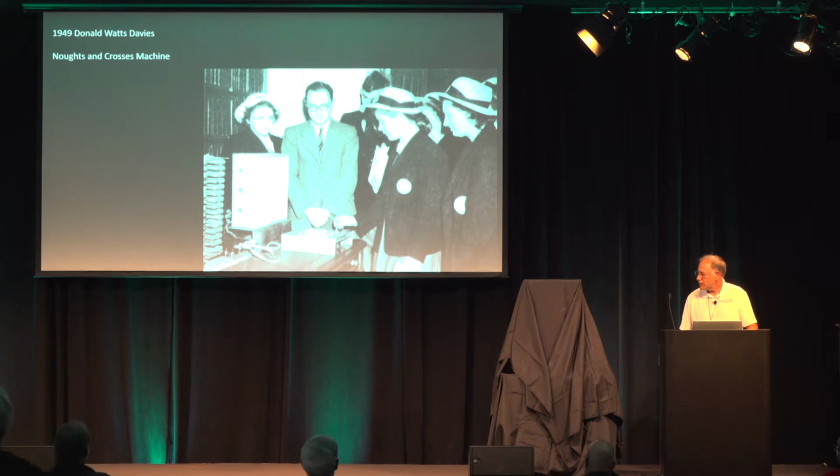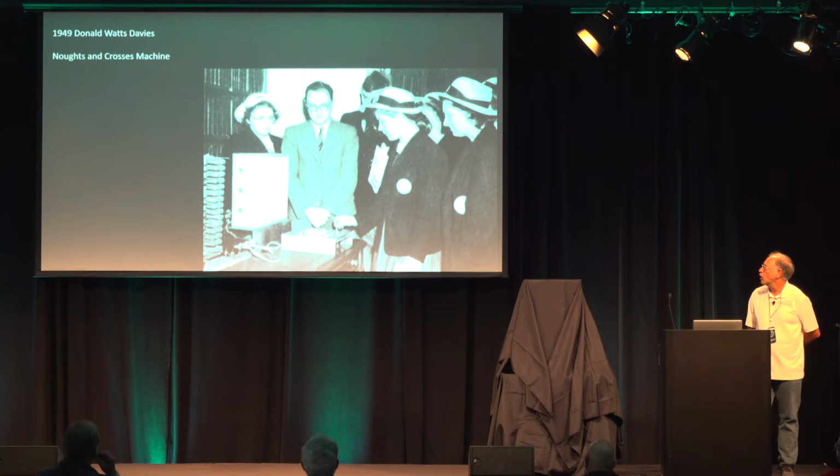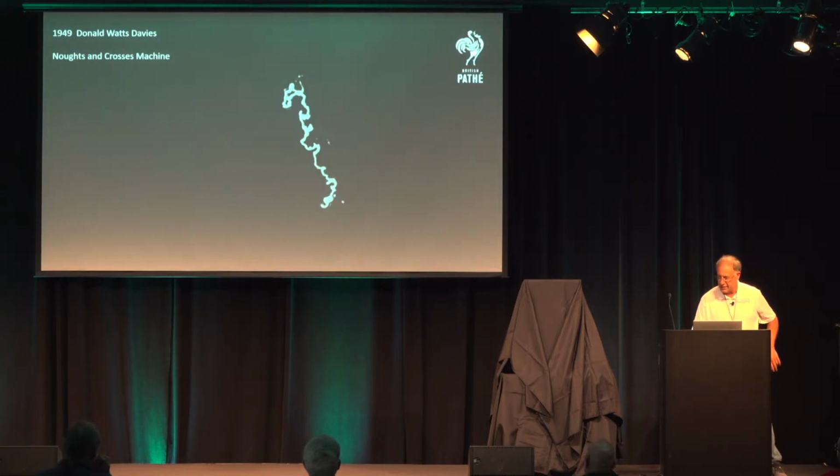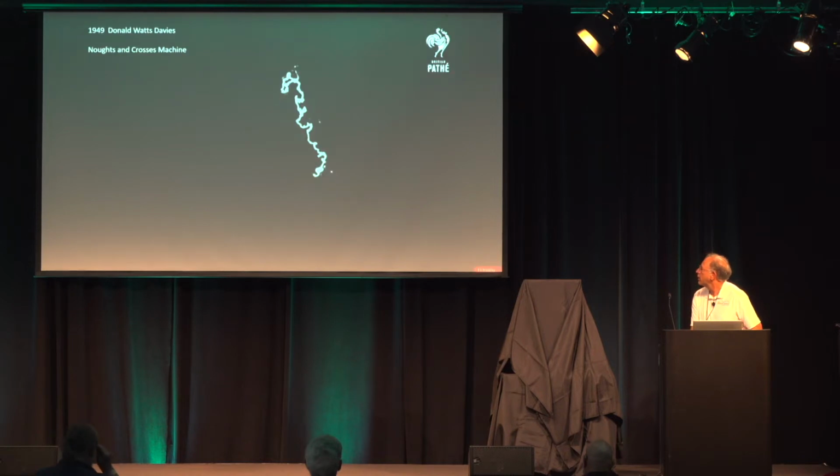So the next person who got quite a bit of attention for building one, and we have video evidence of it working, was Donald Watts Davies with his noughts and crosses machine. And this is 1949. Now I am going to have to change my view here because I can't start the video without it. From the beginning, what's going on? Okay. There we go.